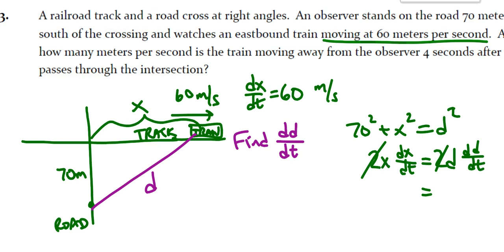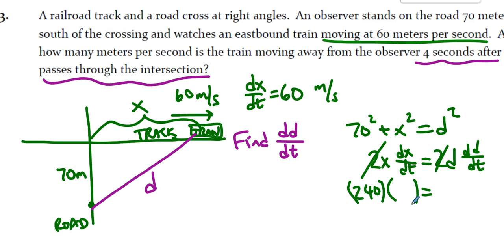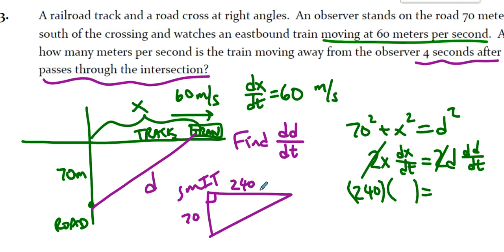What's x? Well, what's x when, 4 seconds after it passes through the intersection? Well, 4 seconds at 60 meters per second means that x is 240 at that time. Again, this is that special moment in time, when the observer is 70 meters south of the intersection and the train has gone 240 meters from the intersection.